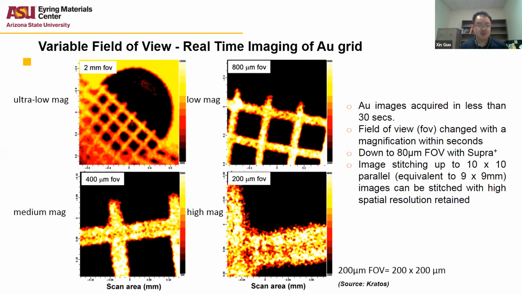So here shows another example. We can change the field of view in real time. And this is a 2 mm field of view on the gold grid. And as we observe here, it's ultra low magnification. And if we change the field of view to 800 micron, 400 micron, and 200 micron, we can increase the magnification to higher level as we observe here. And with Supra Plus, this can even go down to 80 micrometer and acquire each image in shorter time, less than 30 seconds. And we can also stitch the image to a larger analysis area and still retain the original spatial resolution, depending on which field of view we use to stitch the bigger image.